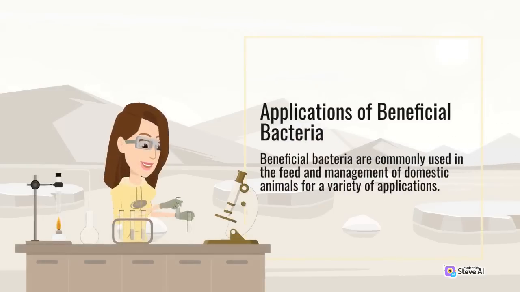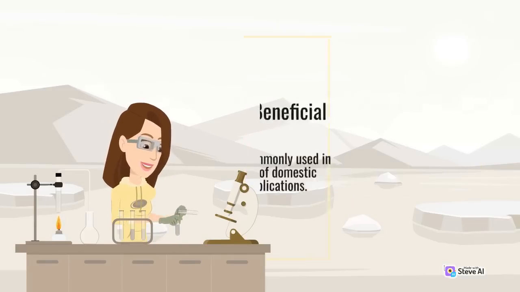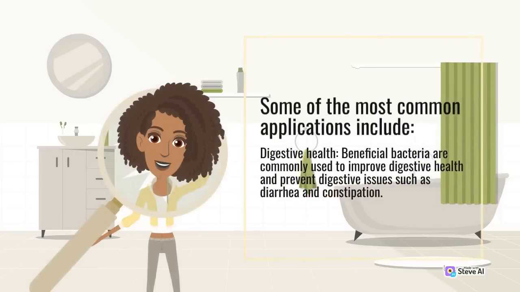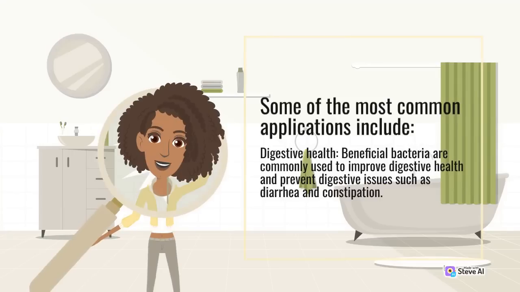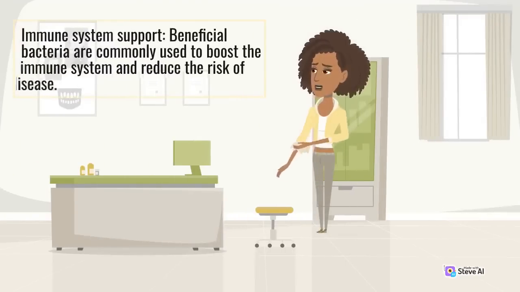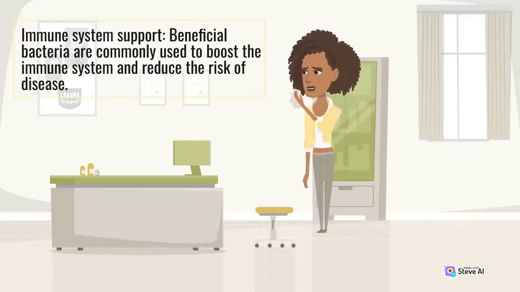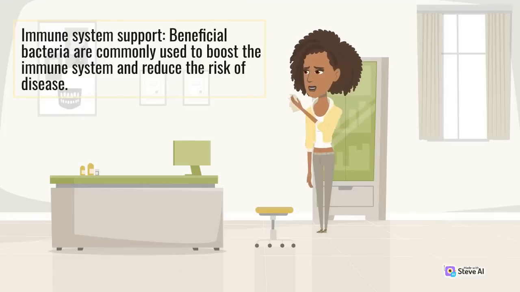Applications of beneficial bacteria. Beneficial bacteria are commonly used in the feed and management of domestic animals for a variety of applications. Some of the most common applications include digestive health. Beneficial bacteria are commonly used to improve digestive health and prevent digestive issues such as diarrhea and constipation. Immune system support. Beneficial bacteria are commonly used to boost the immune system and reduce the risk of disease.